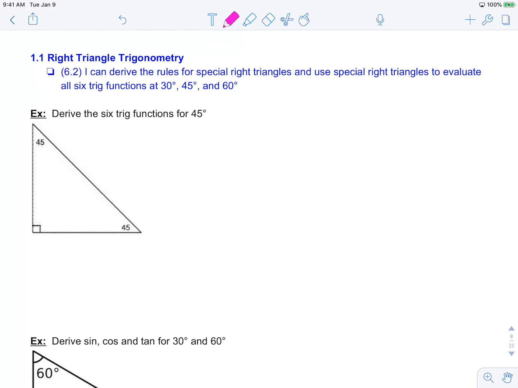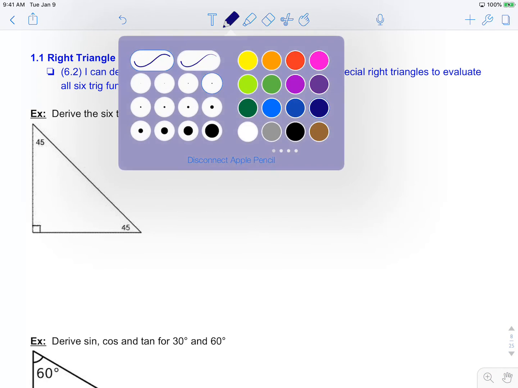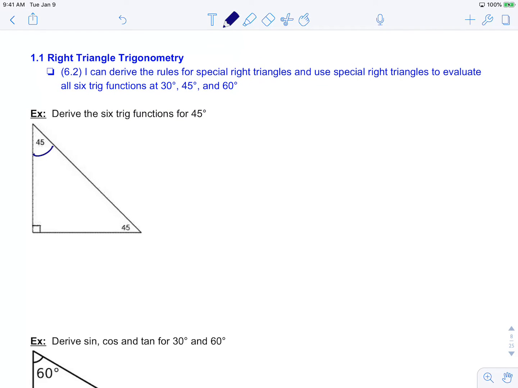Here we have a 45, 45, 90 triangle. If these two angles are equal, it's an isosceles triangle. So that means the ratio of these sides are 1 to 1. So if I'm trying to look for my hypotenuse, I can use the Pythagorean theorem, the square root of 1 squared plus 1 squared. So my hypotenuse is the square root of 2. These ratios are always true in a 45, 45, 90 triangle.